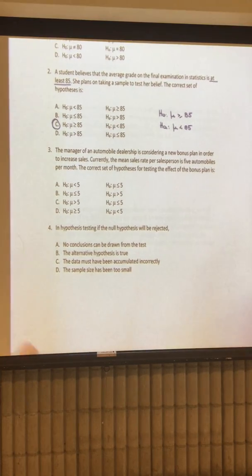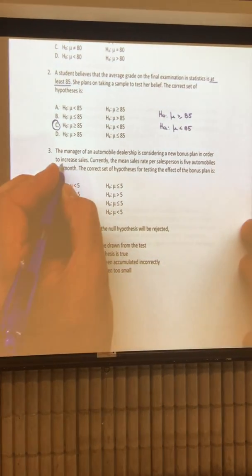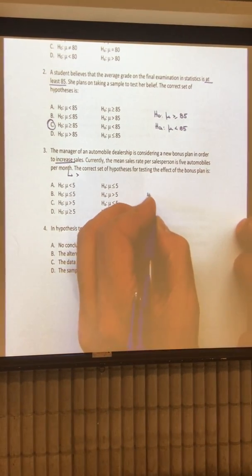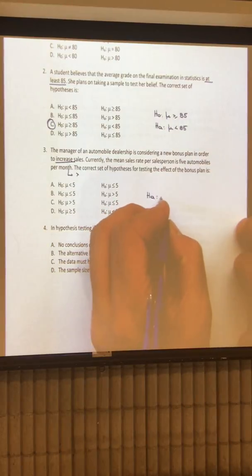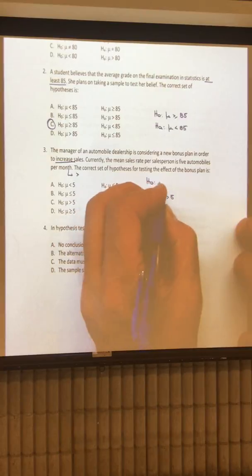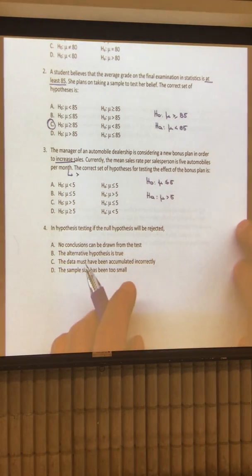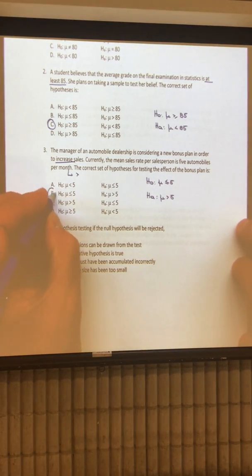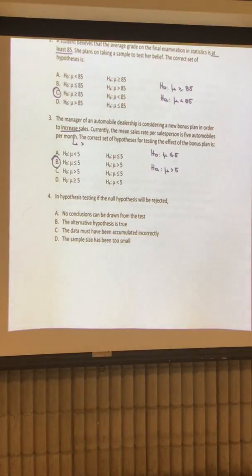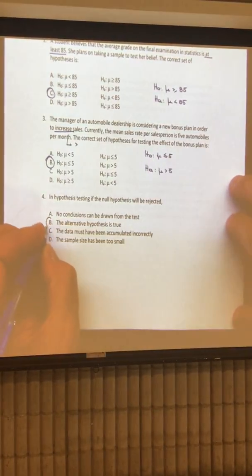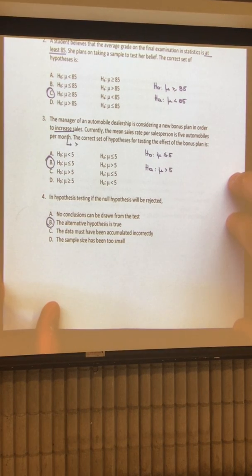For multiple choice number 3, the keyword is increase. Increase means greater than. So this is the alternative. Mu will be greater than 5. So the null hypothesis will be mu less or equal than 5. So for this problem, the correct answer is B. Number 4, in hypothesis testing, if the null hypothesis is rejected, then the alternative hypothesis is true. So the correct answer is B.